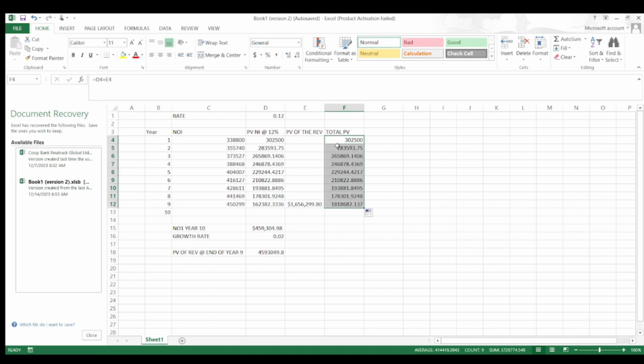So now we have the present value of each cash flow for each year. Now let's get a total of this, which equals sum, and highlight all of this. Close the brackets, press enter. So this is the total present value.